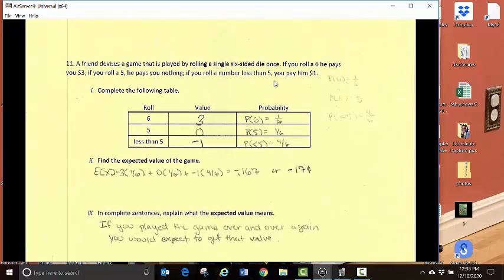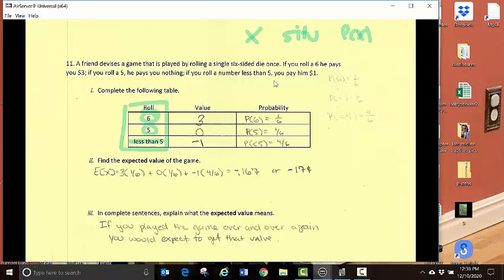So here's quickly. A friend devises a game that is played by rolling a single six-sided die once. If you roll a 6, he pays you $3. If you roll a 5, he pays you nothing. I normally do this box in the middle, right? I normally do X, situation, and probability. Doesn't matter. But always start with the situation. The situation is, I got a 6, I got a 5, or I got something less than 5.